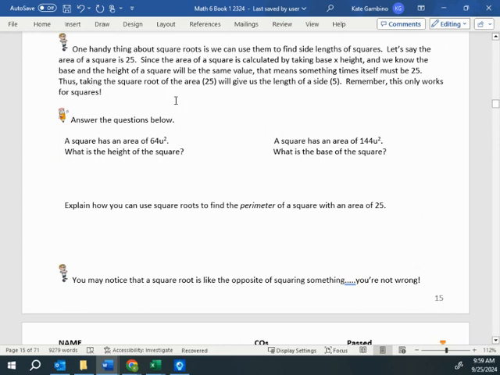One handy thing about the square roots is that we can use them to find side lengths of squares. Let's say the area of a square is 25. What would each side of that square be? Remember, they're going to be the same number. So if we find the square root of that number, we will be able to find it. You are going to answer these questions on your own when we come back from our class. If we have any more questions, we'll go over it after art class.